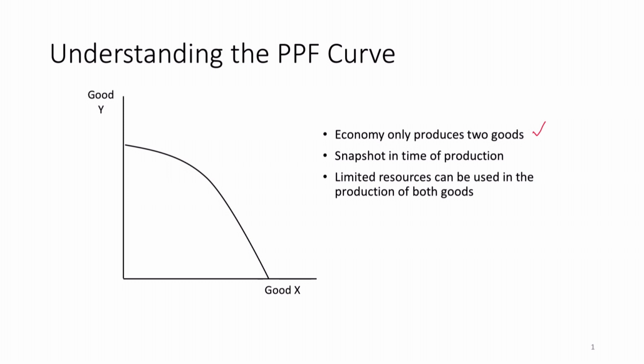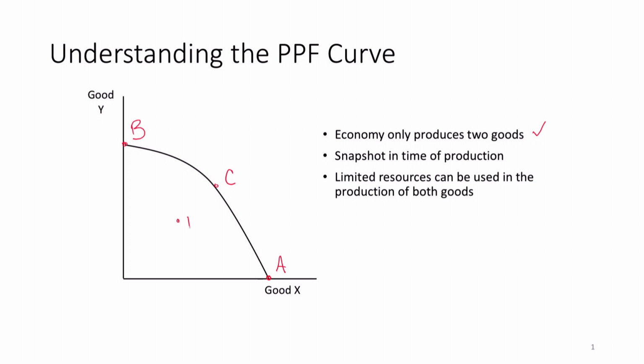Now, any point along the PPF curve is what we call an efficient point of production. So a point such as point A, telling us we're using all of our resources for the production of good X, is as efficient as point B, where we're using all of our resources to produce only good Y, as well as point C, where we're using all of our resources to produce some combination of good X and good Y. So any point along the PPF curve tells us that we're producing both good X and good Y, some combination of them, and we're using all of our resources to do so.